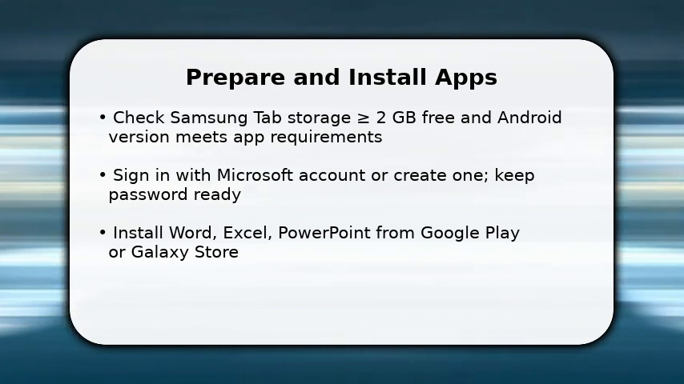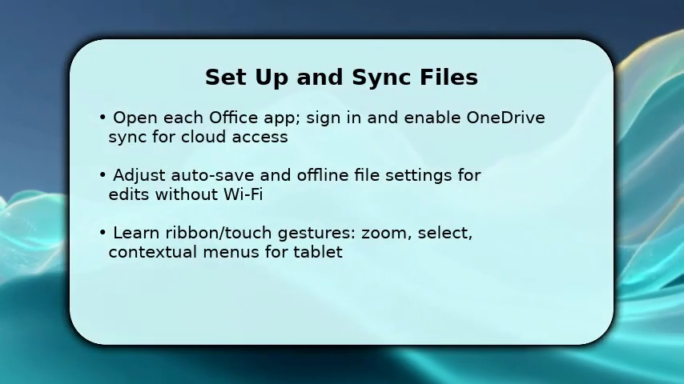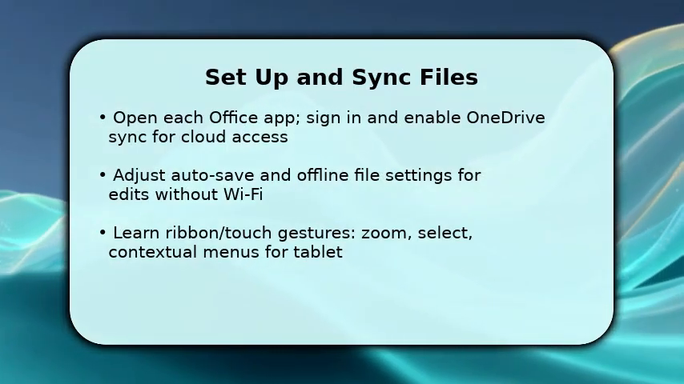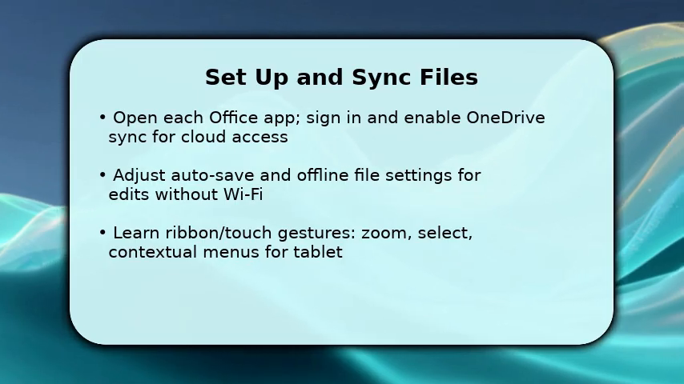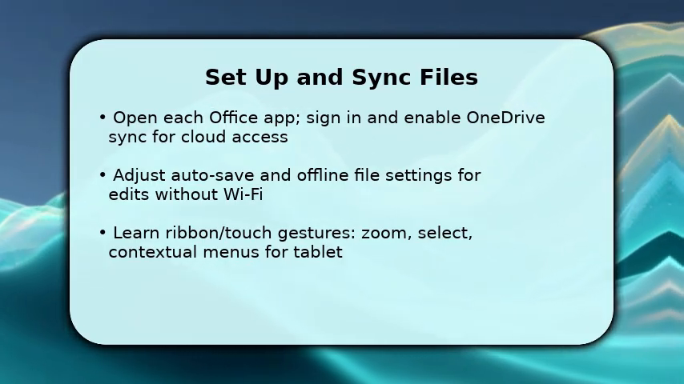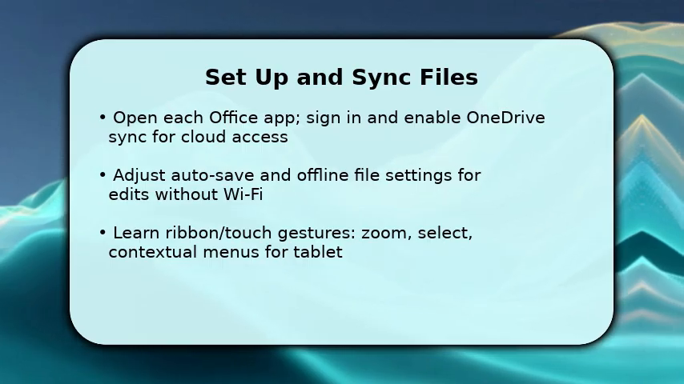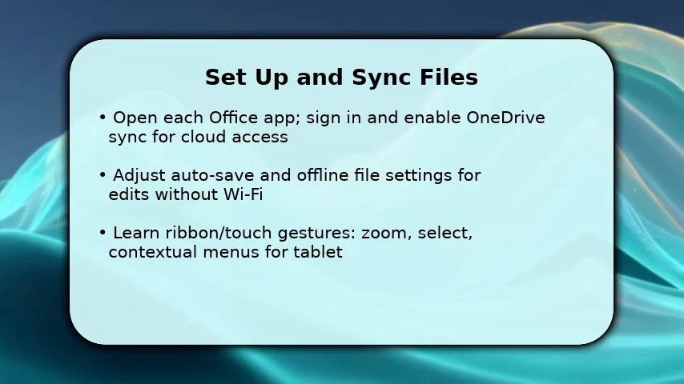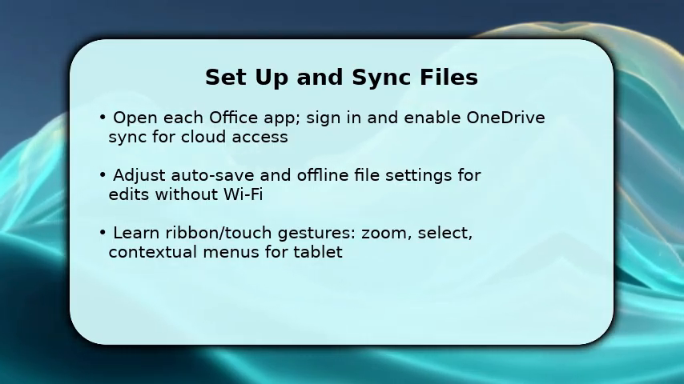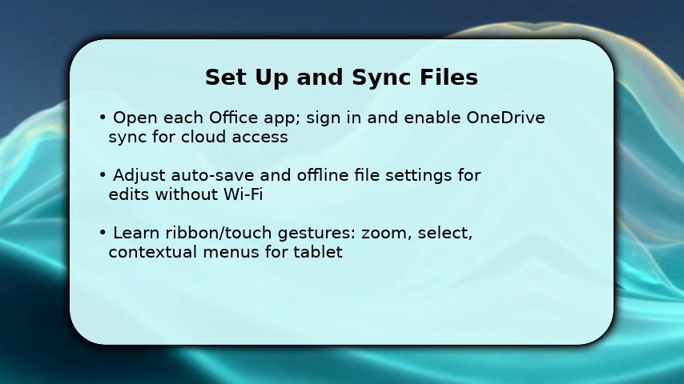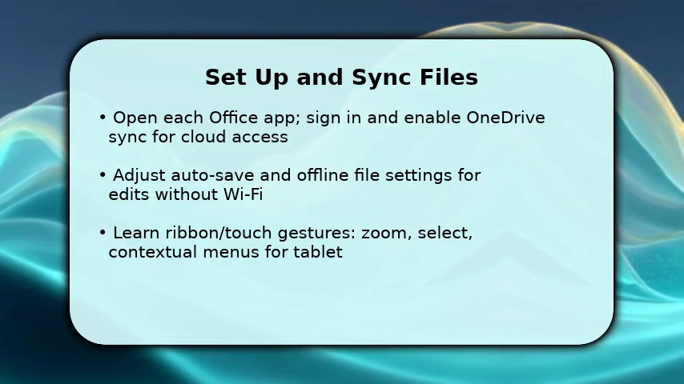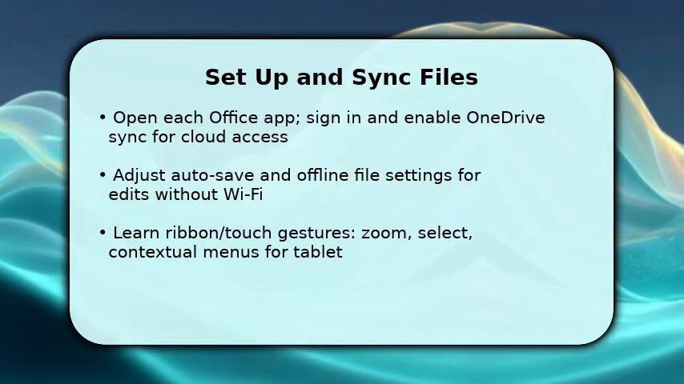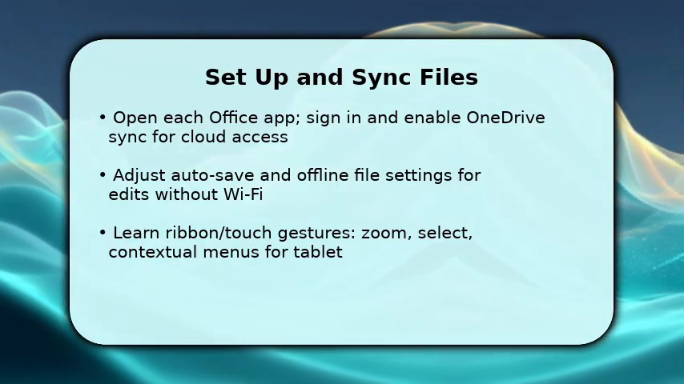First, open Word, Excel, and PowerPoint and sign in with the same account. Enable OneDrive so your files appear across devices. Make sure autosave is turned on and configure offline availability for documents you'll edit without Wi-Fi. Then spend a few minutes learning touch gestures. Pinch to zoom, long press to select, and use the ribbon's condensed layout for touch. This reduces accidental taps and speeds editing.